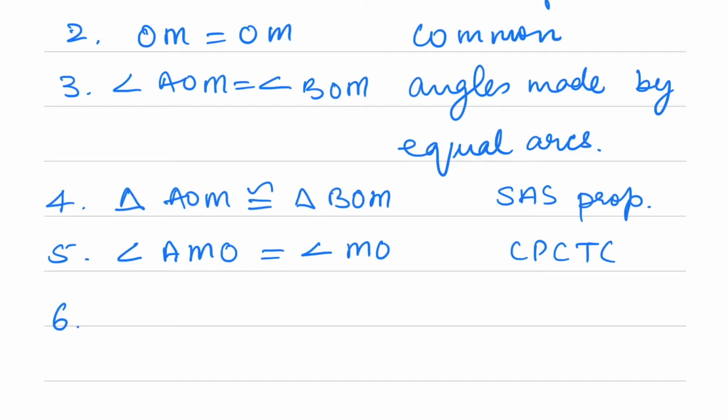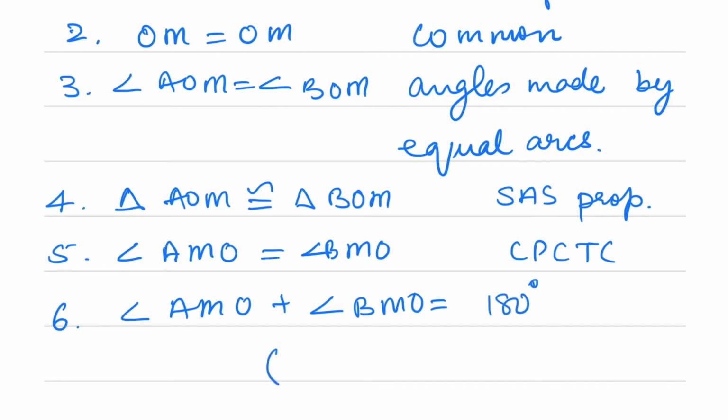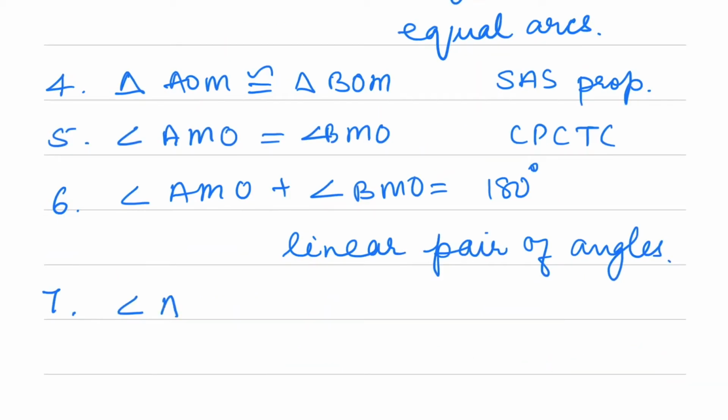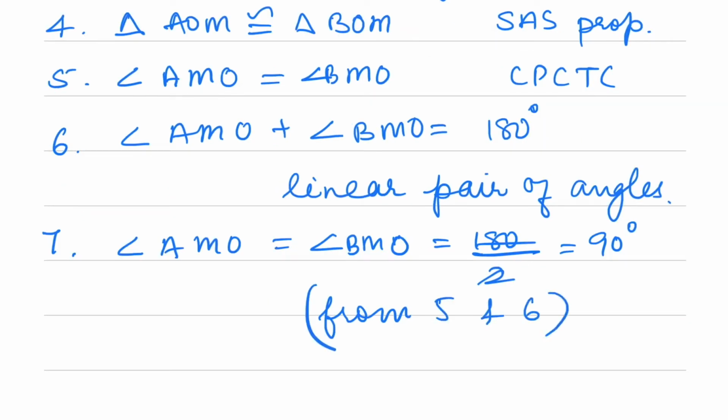Then we have angle AMO plus angle BMO is equal to 180 degree. The reason being linear pair of angles. Angle AMO is equal to angle BMO is equal to 180 degree by 2, because both are equal from 5 and 6th point.